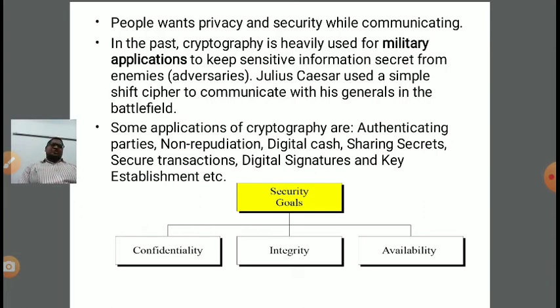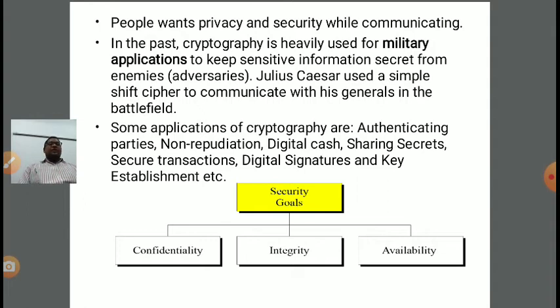In the past, cryptography was heavily used for military applications, to keep sensitive information secret from enemies or adversaries. Julius Caesar used a simple shift cipher to communicate with his generals in the battlefield, so that others could not decode the information.